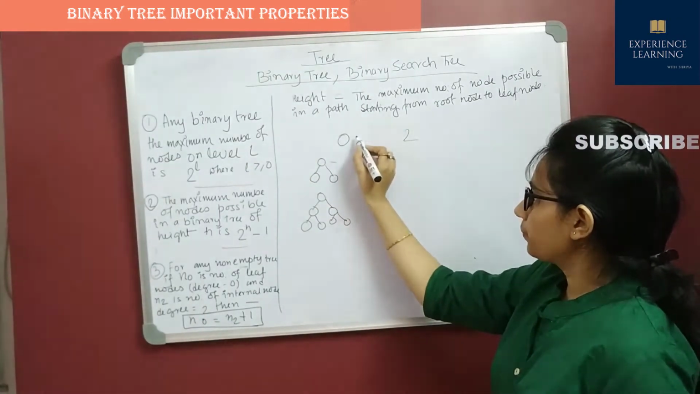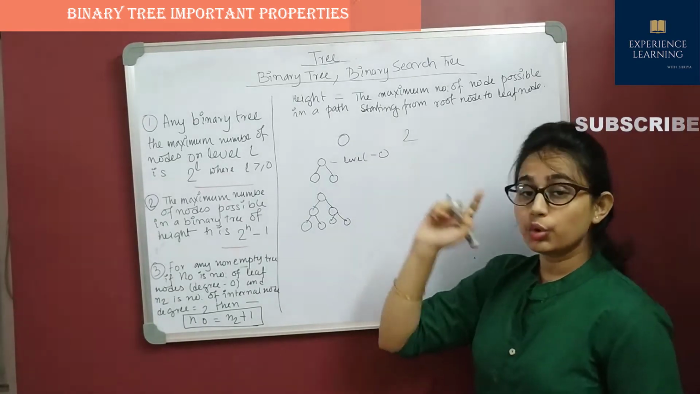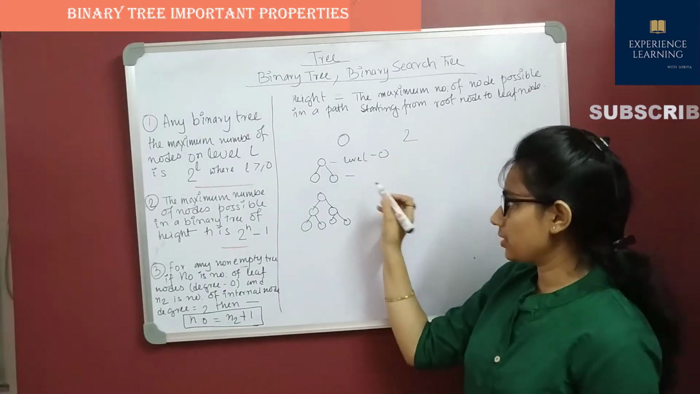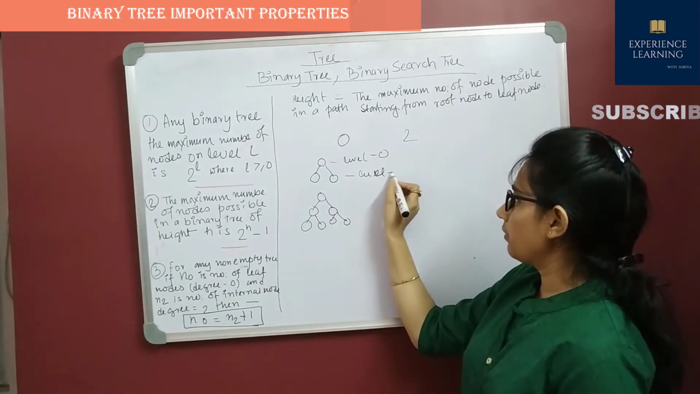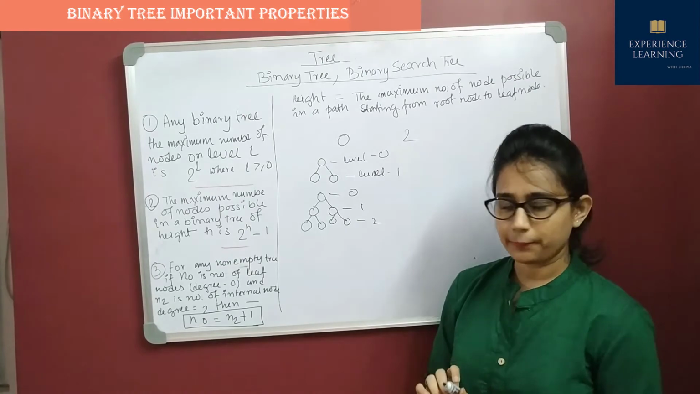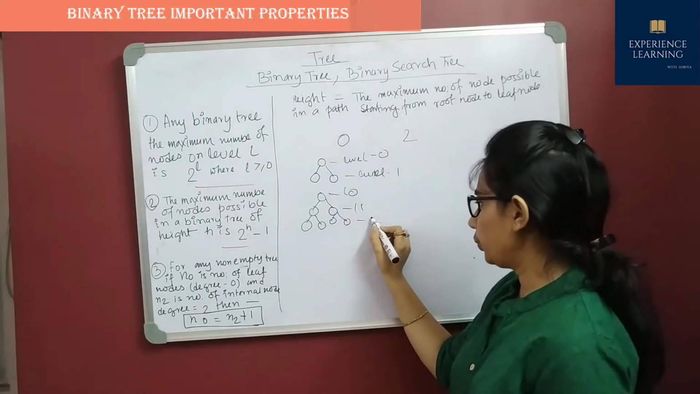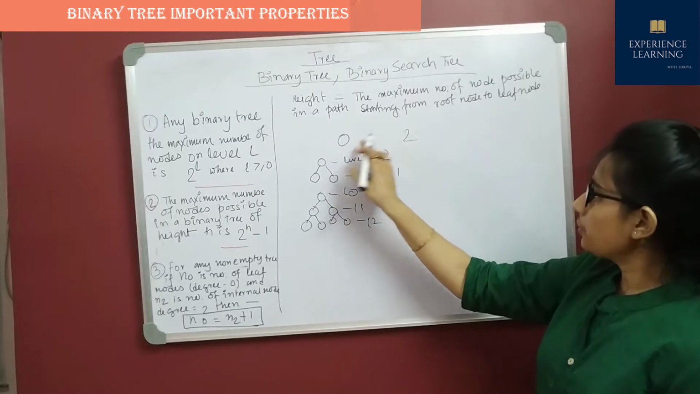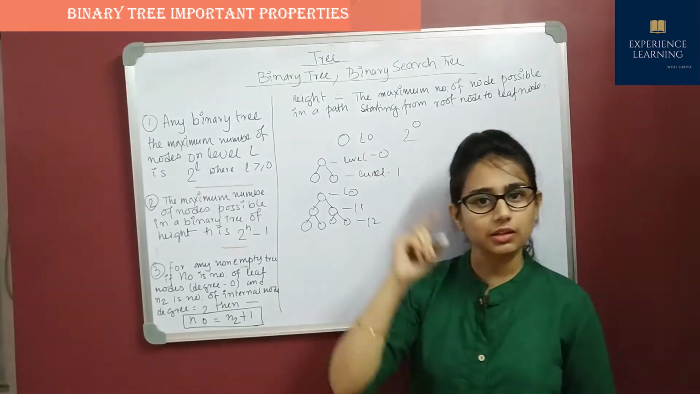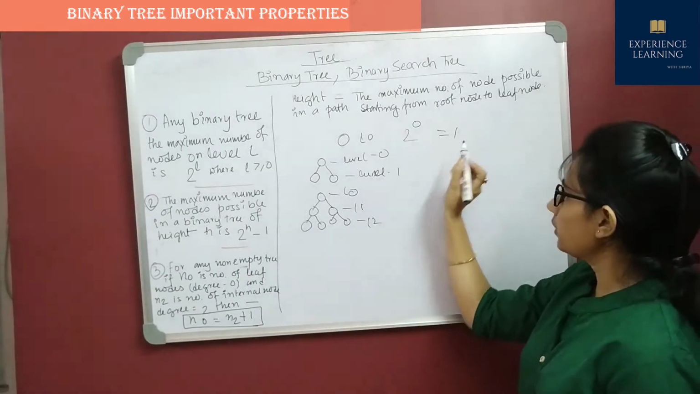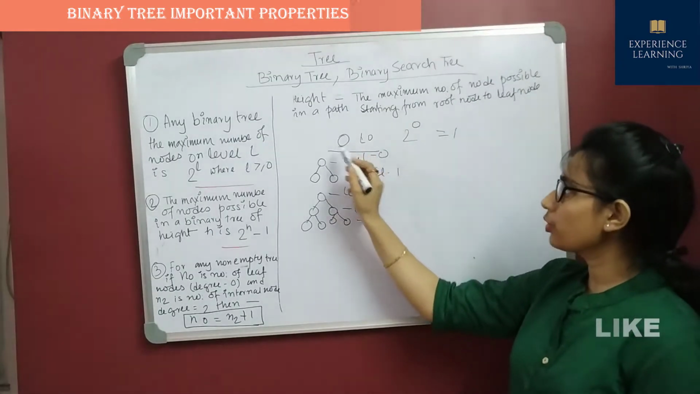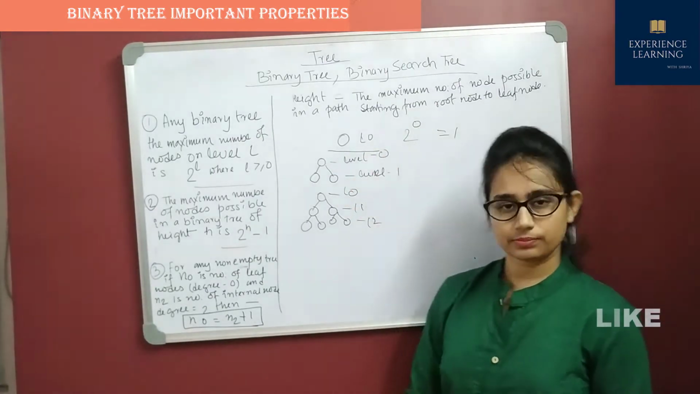This is level 0. Root level is always 0, remember. The root level is always 0, and then it will be increased. Here it is level 1, and in that case it is level 0, level 1, level 2. Now, 2 to the power level; here L is 0, so 2 to the power 0. We know that anything to the power 0 equals 1. So how many nodes do we have at level 0? 1. So the maximum number of nodes possible at level 0 is 1.